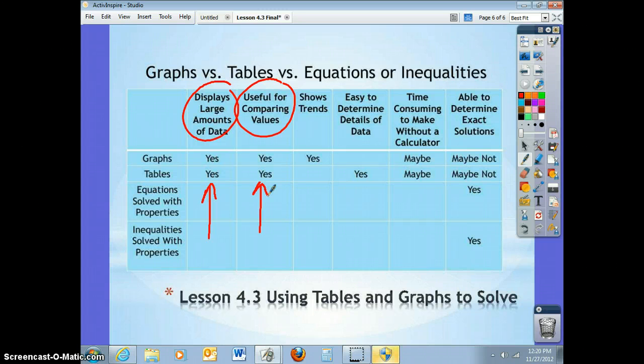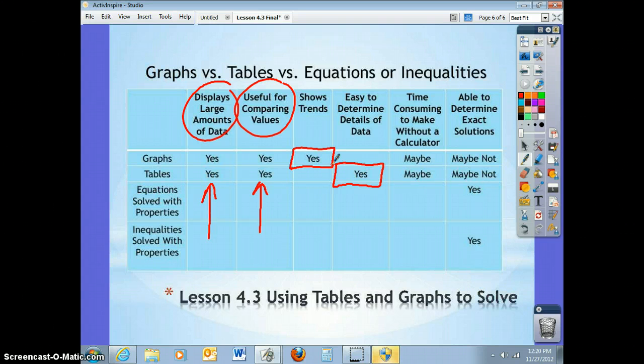The thing that a graph does that a table doesn't do is a graph shows you the trend, whether it's going up or down or up and then down. Tables don't do that as well. The thing that a table does that a graph doesn't do is provide lots of details. You can make a table be very, very detailed, and it's hard to get that kind of detail in a graph.